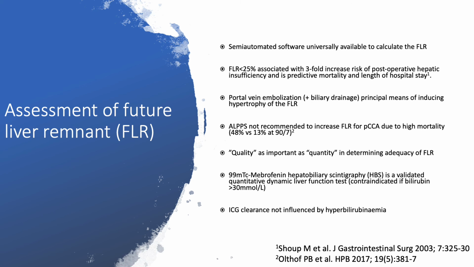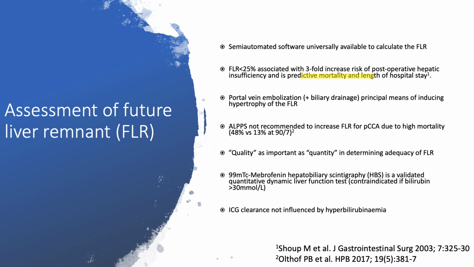What about CT volumetry? Well, this can be relatively easily performed nowadays due to good software on most scanners. In the presence of a small future liver remnant, that is less than 25%, there's a threefold increase in the risk of postoperative liver failure. So in these patients, one should consider a portal vein embolization with biliary drainage to induce hypertrophy to achieve a remnant that is greater than 30%. ALPPS currently isn't recommended due to a series of patients showing a high mortality rate.